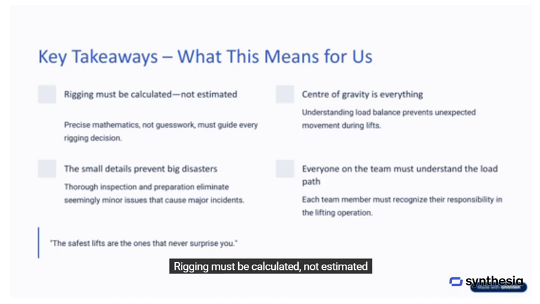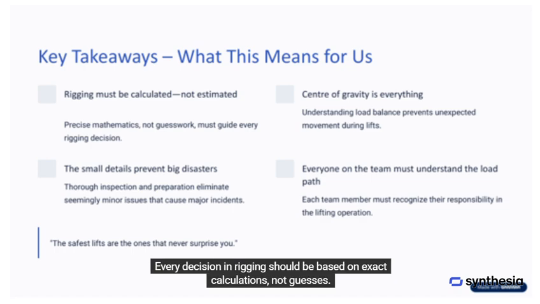Rigging must be calculated, not estimated. Precision is key. Every decision in rigging should be based on exact calculations, not guesses. Estimating the load capacity or sling tension can lead to dangerous mistakes. Always use math to guide your rigging decisions to ensure safety.